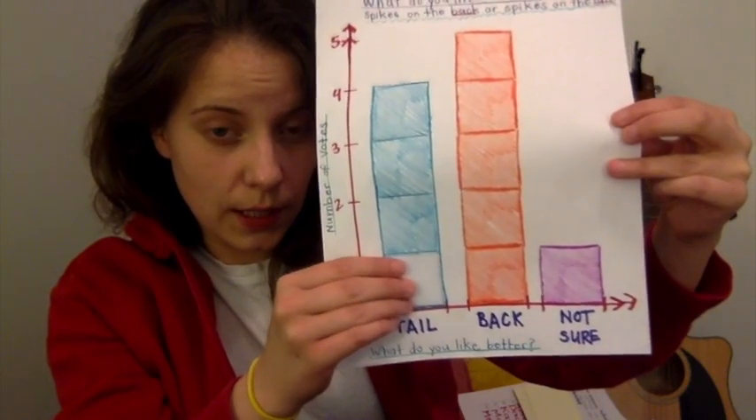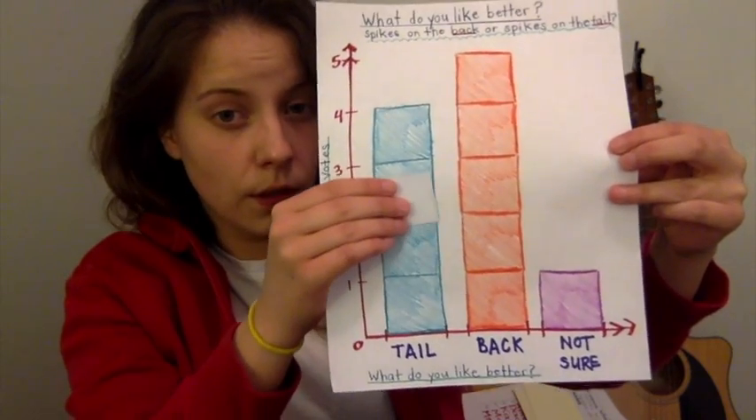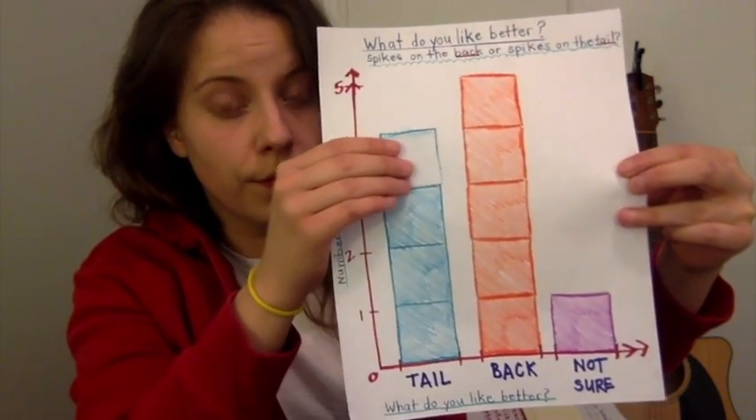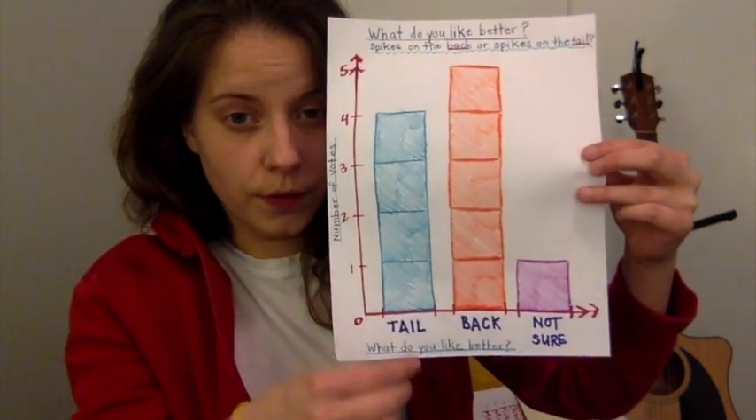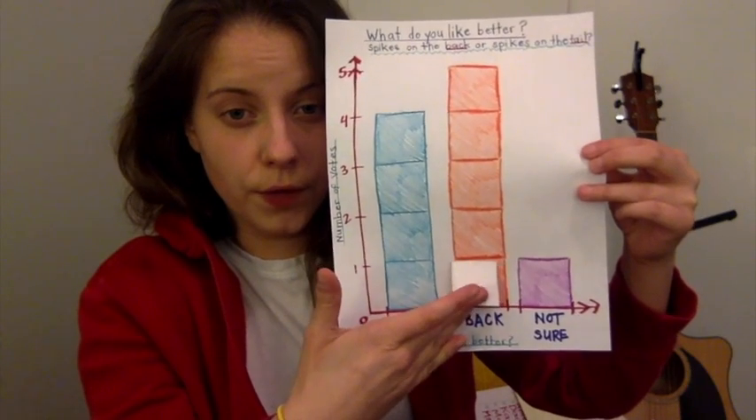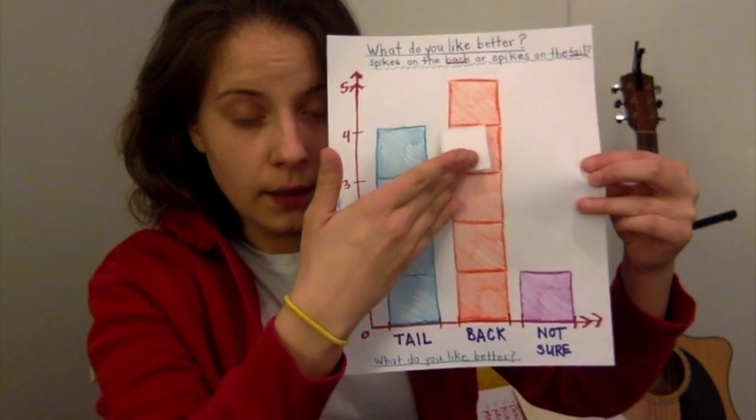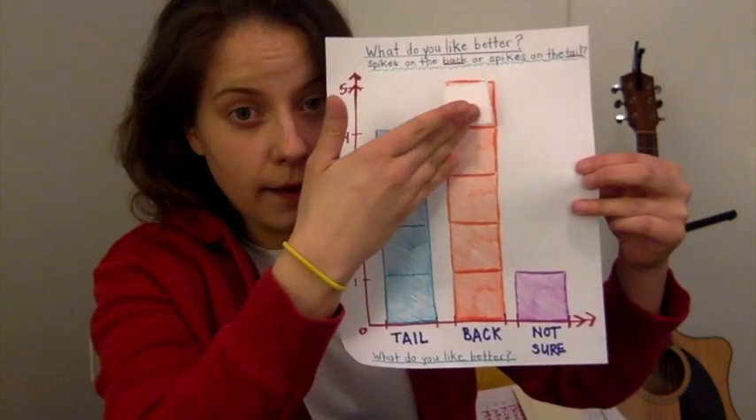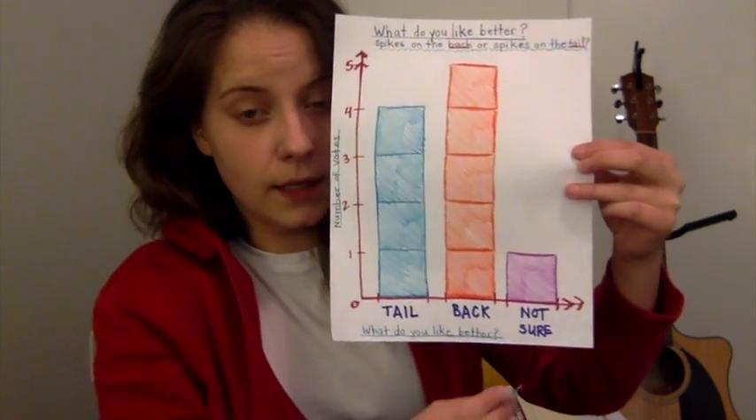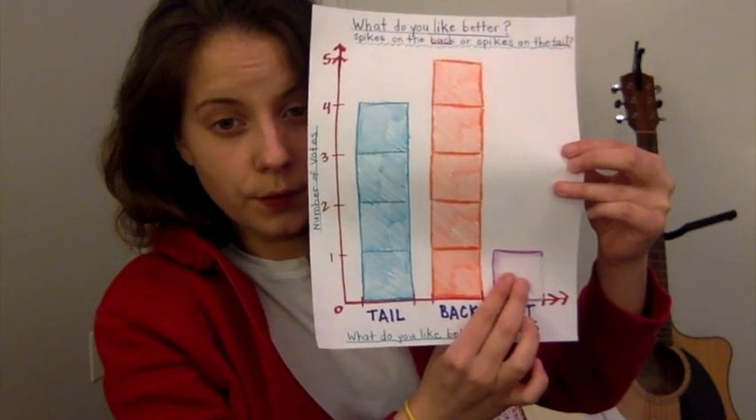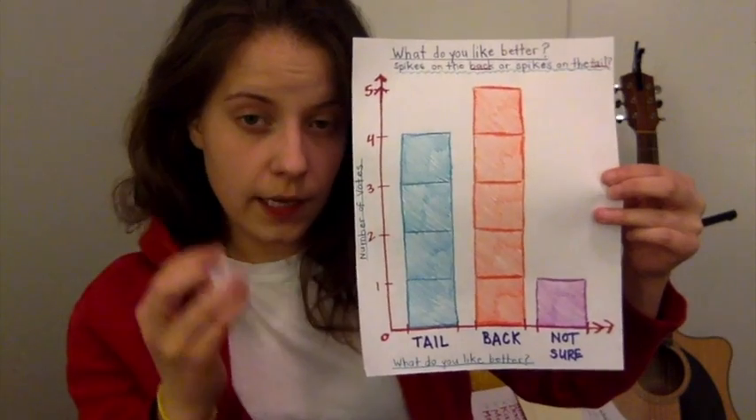I used it as 1 vote for the tail, 2 votes for the tail, 3 votes for the tail, 4 votes for the tail, 1 vote for the back, 2 votes for the back, 3 votes for the back, 4 votes for the back, 5 votes for the back, and then 1 vote for not sure. Every vote is the same size.